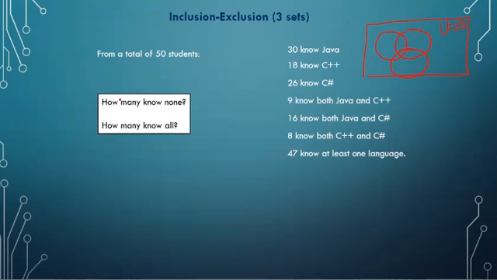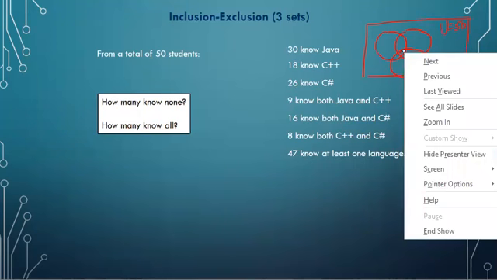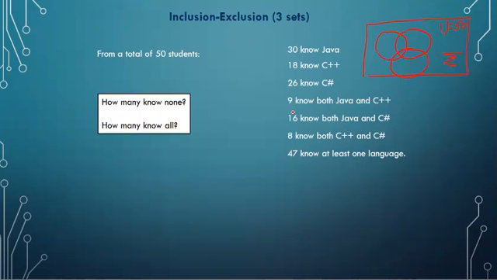So what is the question now? How many know none of the languages? None of the languages means this part, the excluded region. And how many know all of the languages means the intersection of all the three circles, this part. Okay. So now let's see what values we are taking.